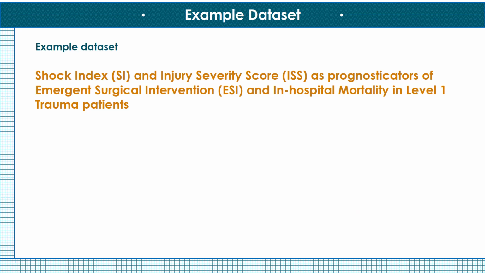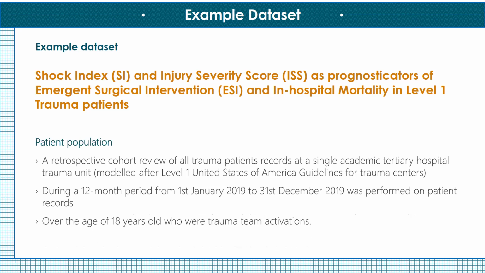So for my examples in this presentation, I'm going to use an example data set of a real master's study that we conducted in our department. The study was looking at shock index and injury severity score as prognosticators of emergency surgical intervention and in-hospital mortality in level 1 trauma patients.